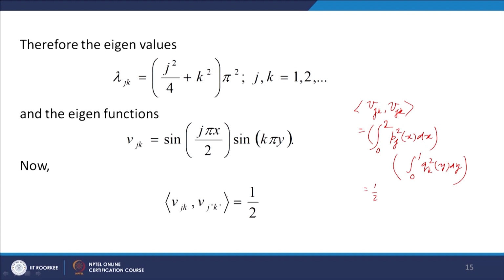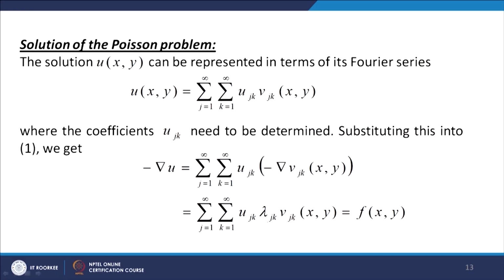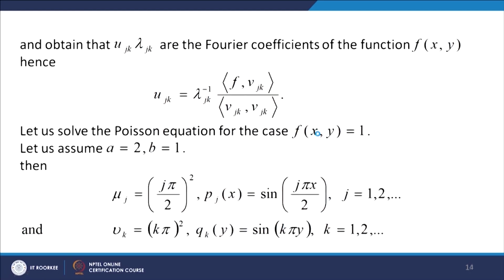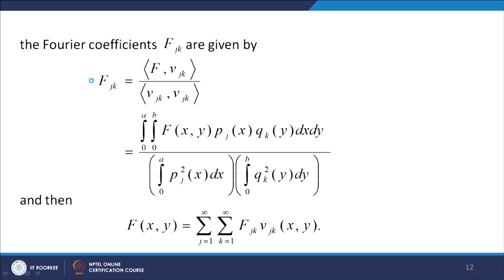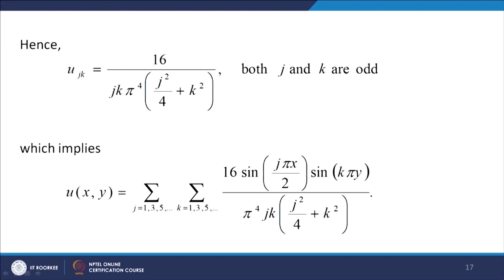Then f_jk will be equal to the inner product of f with b_jk, the integral over 0 to a, 0 to b, of f(x,y) p_j(x) q_k(y) dx dy. This we can find. This comes out to be 4 over j pi into 2 over k pi if j and k are odd, and 0 if j and k are even. We know the values of b_jk. b_jk is p_j(x) into q_k(y), and f(x,y) is equal to 1. So we will get the value of this, and then u_jk can be determined.